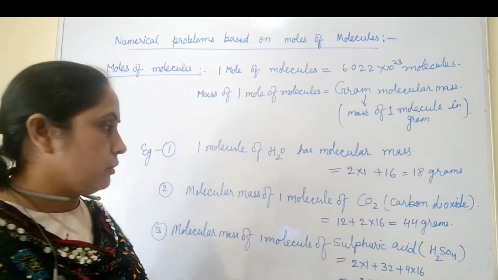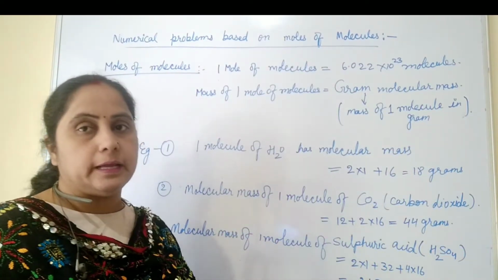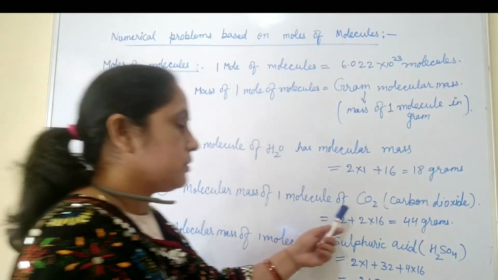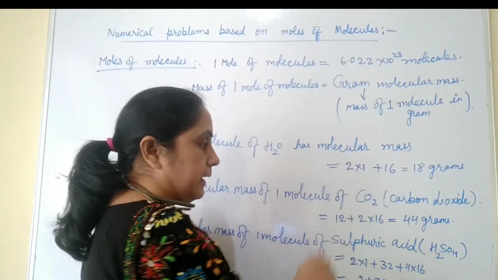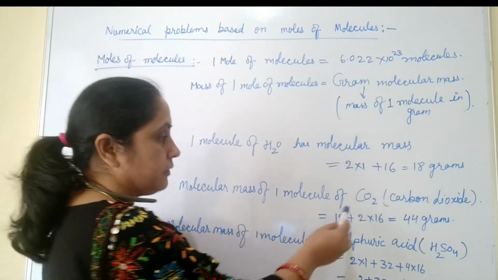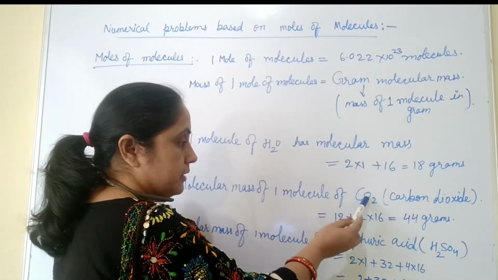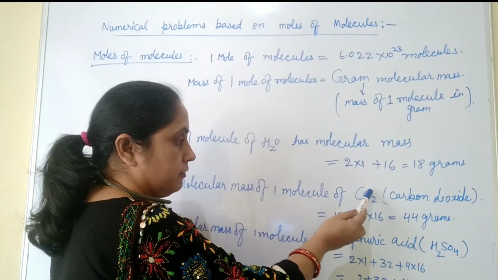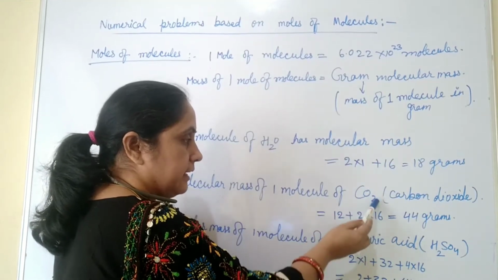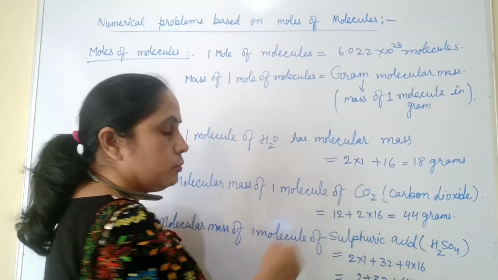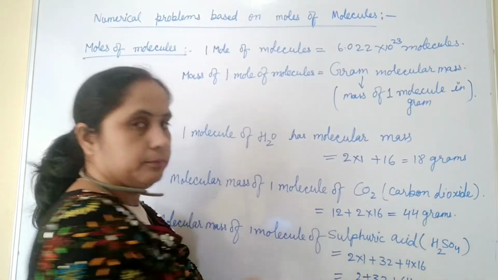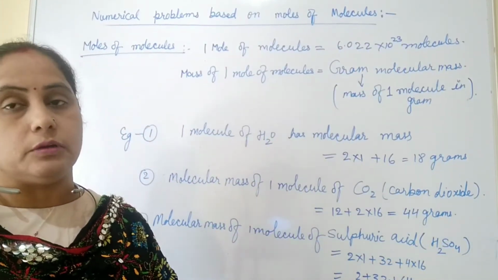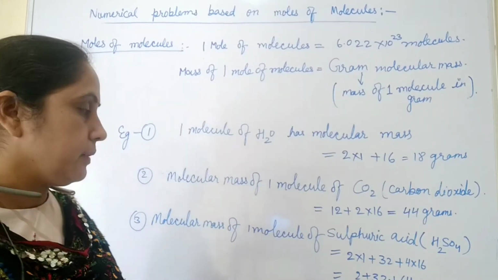Similarly, the mass of one molecule of carbon dioxide. The carbon dioxide formula is CO2. It contains one carbon and two oxygen atoms. So the molecular mass of carbon dioxide is mass of carbon 12 plus mass of oxygen 16 × 2, because it contains two atoms of oxygen, and we get 44 grams. That is the mass of one molecule of carbon dioxide.